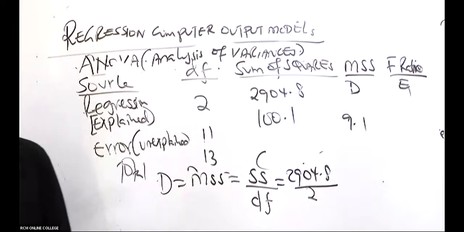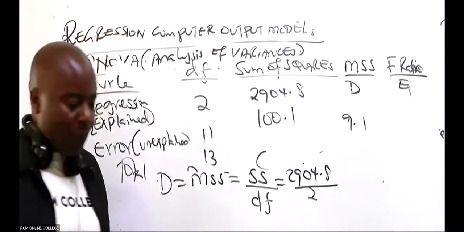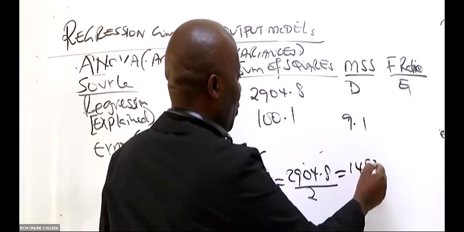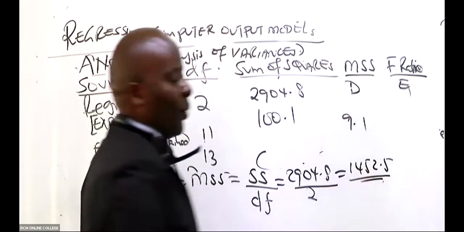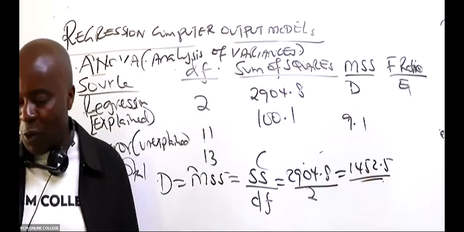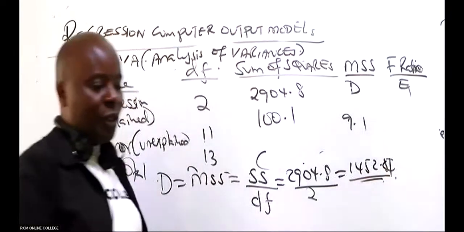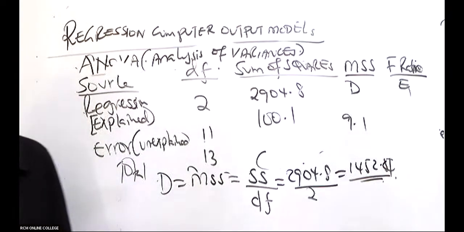According to Madam Esther, she's getting 1452. 1452 point to who? 0.5, isn't it? Or 0.4? 0.4. Thank you so much. So 0.4 like that. Up to there, are we together?